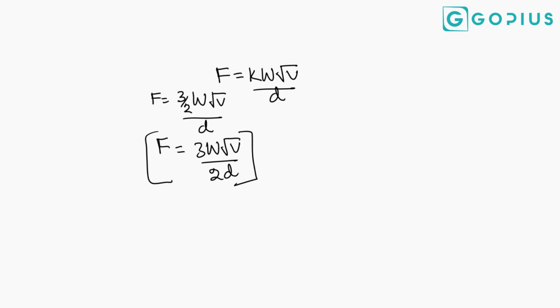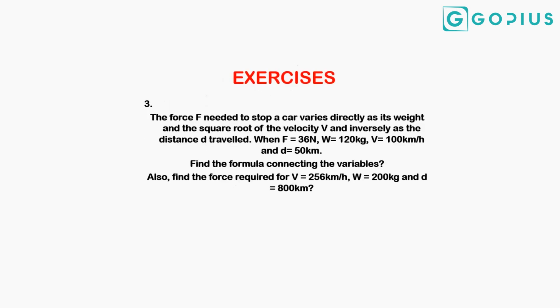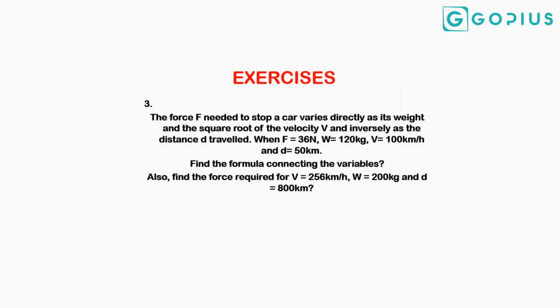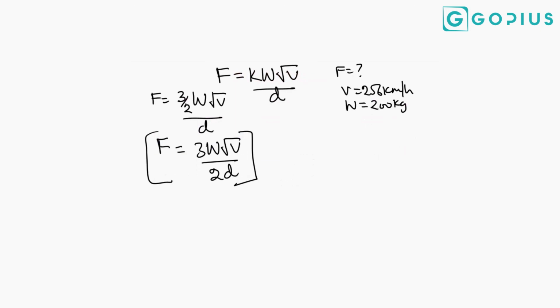Very simple. You just find the value of the constant, go back to where you introduced the constant, and you replace it again. All right, the second part of the question, as you can see on the screen, we were asked to find the force F for a velocity of 256 km per hour, weight of 200, and a distance of 800 km. All right, we are asked to find F when the velocity is 256 km per hour. The weight, I think, is 200. Let me confirm that. Okay, our weight is 200, that is correct. Again, the distance that is covered, of course, is given as 800 km.